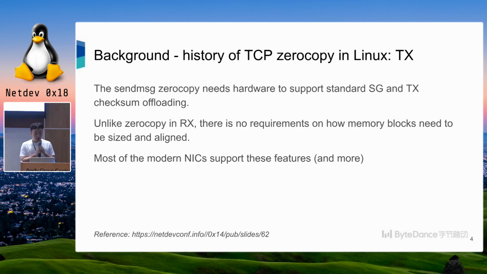The sendmsg zero copy needs hardware to support standard scatter-gather and transmission checksum offloading. Unlike zero copy in the receive path, there's no requirements on how memory blocks need to be sized and aligned. Most of the modern NICs support these features.